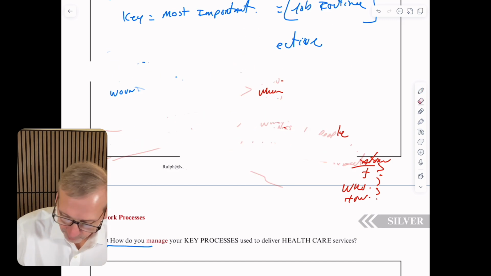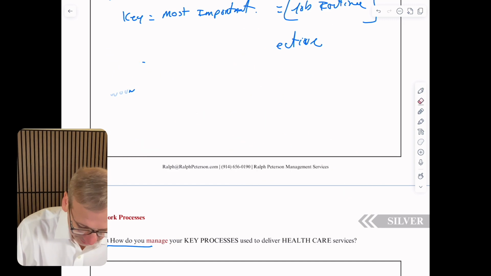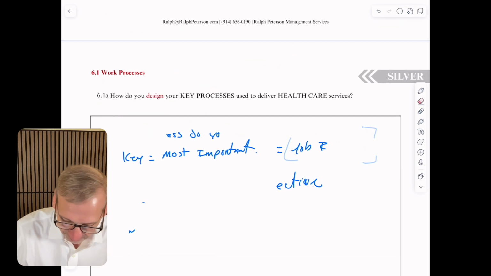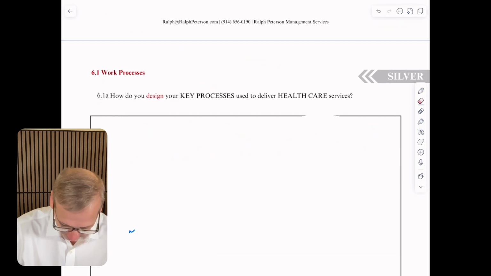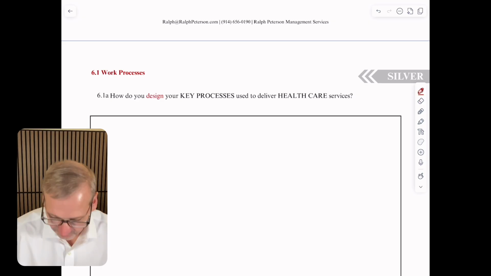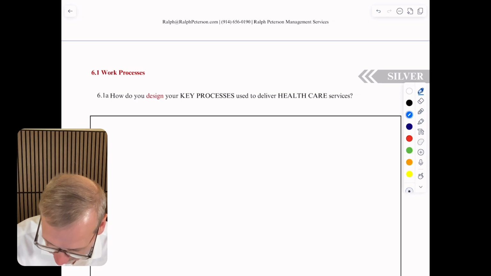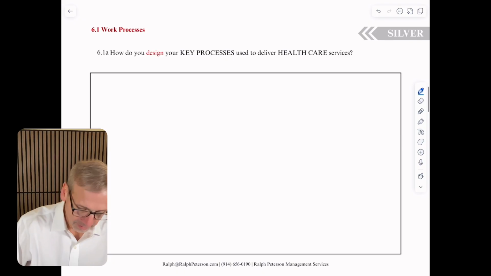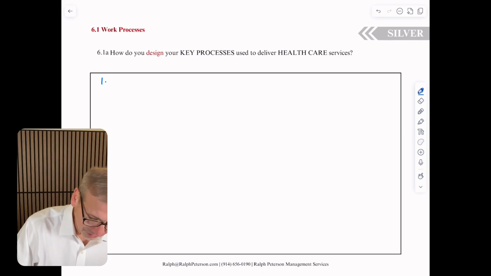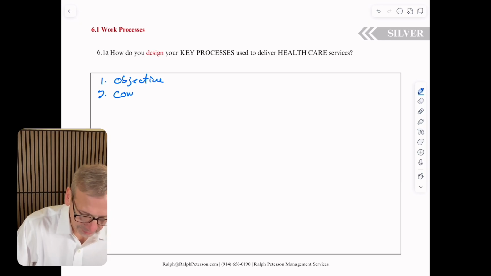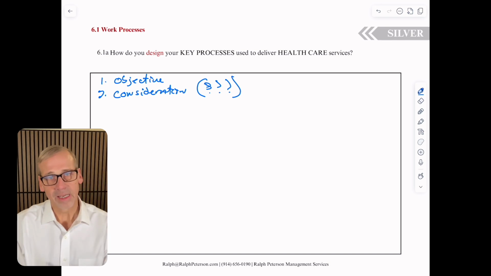I'm getting too big on my chicken scratch here. I'm erasing everything, so hope you took good notes. If not, rewind. Let me go back to my blue pen. Okay. Number 1, I said we start with an objective. Number 2, I talked about considerations. We ask questions. That's how we assess our considerations.